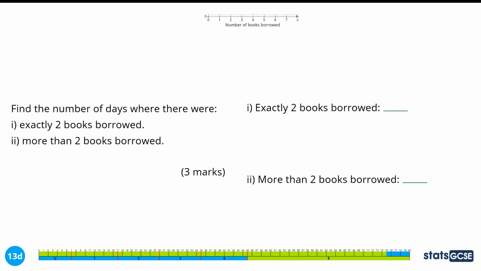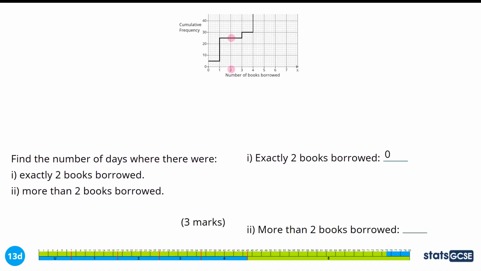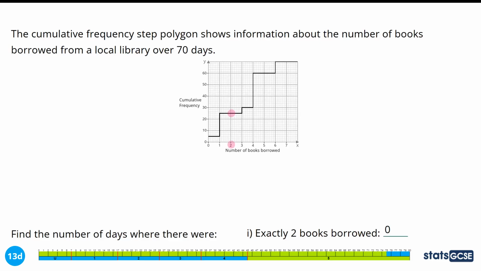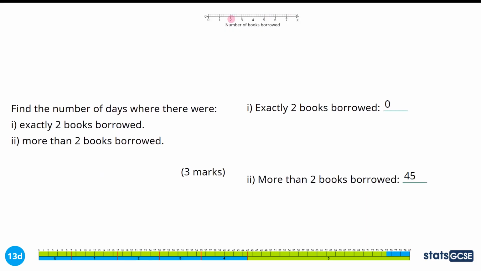Find the number of days where there were exactly 2 books borrowed, more than 2 books borrowed. If we look at the cumulative frequency step polygon for 2 books borrowed, notice that it doesn't go up at all. Therefore, for exactly 2 books borrowed, it's going to be 0. For more than 2 books borrowed, we can draw a line across from where we're currently at 2, and it's going to be all of these here. And so it goes up to 70, and we're at 25, so the distance here is going to be 70 take away 25, which is 45. So the more than 2 books borrowed is going to be 45.